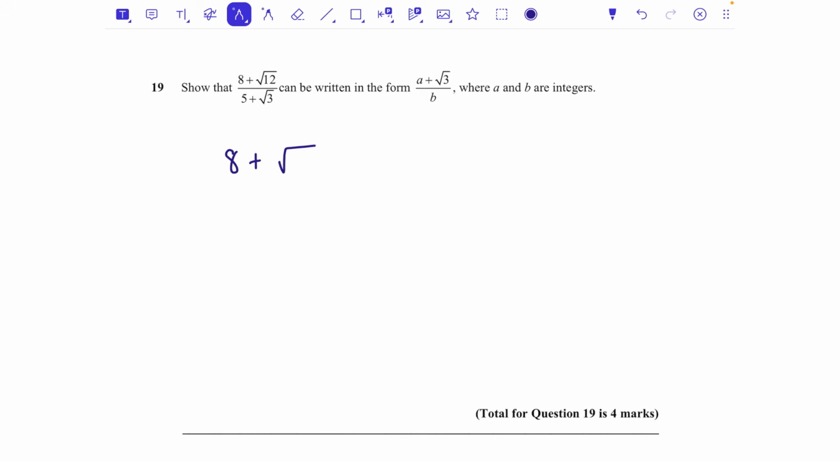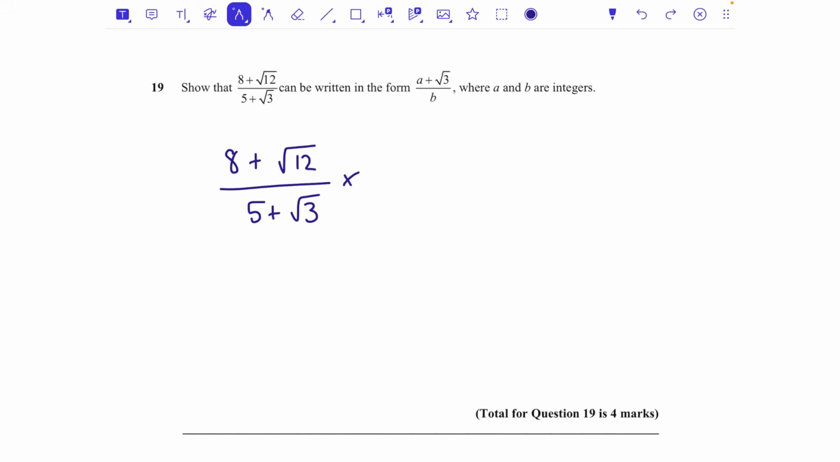So (8 + root 12) over (5 + root 3). We can never leave surds on the bottom of the fraction. If you have a surd on the bottom, we need to get rid of it. Now, if it was just root 3 on the bottom, then timesing by root 3 over root 3 would get rid of that surd, because root 3 times root 3 is 3. But here we've actually got two terms on the bottom. So if I just times this by root 3, yes, this times this would become 3 and get rid of the surd, but you'd also have to times it with the 5, and then you're going to get 5 root 3, and you haven't actually got rid of the surd.